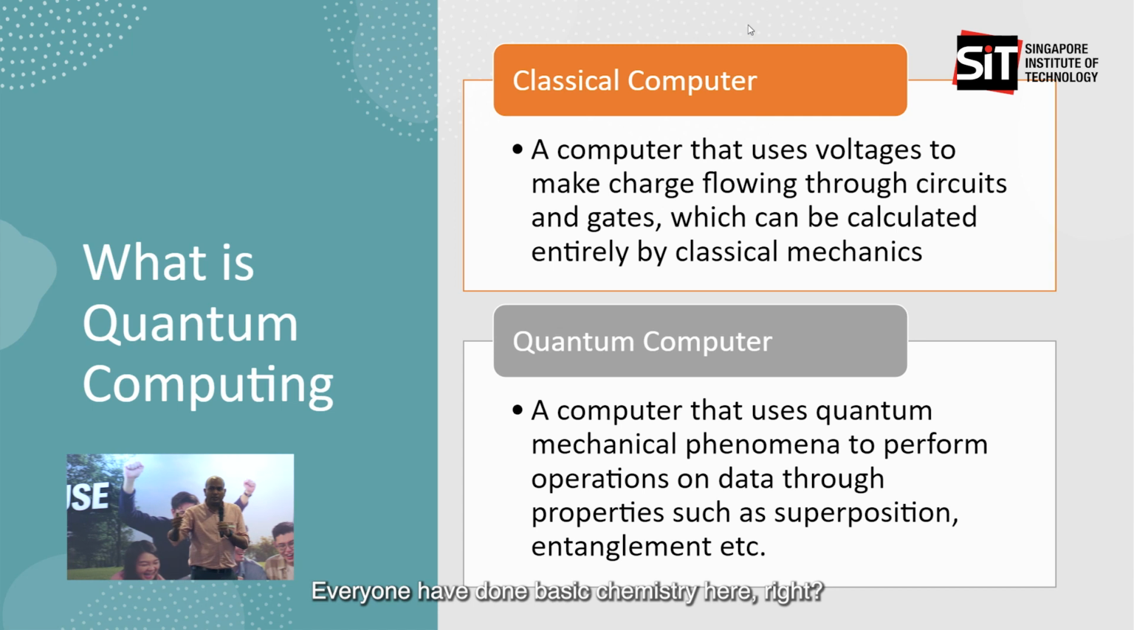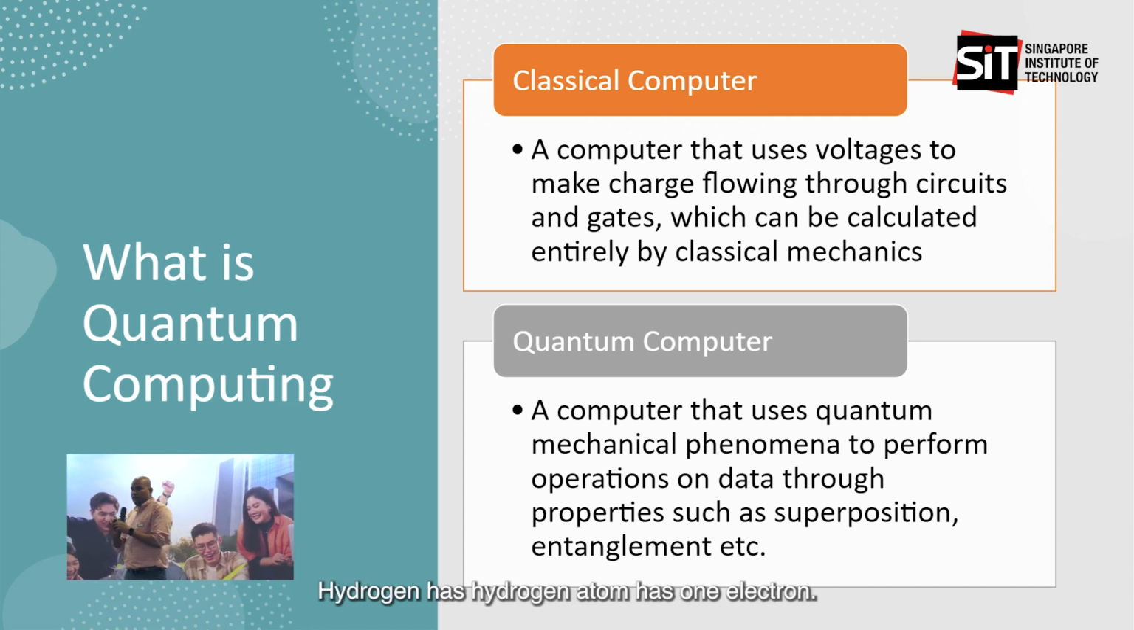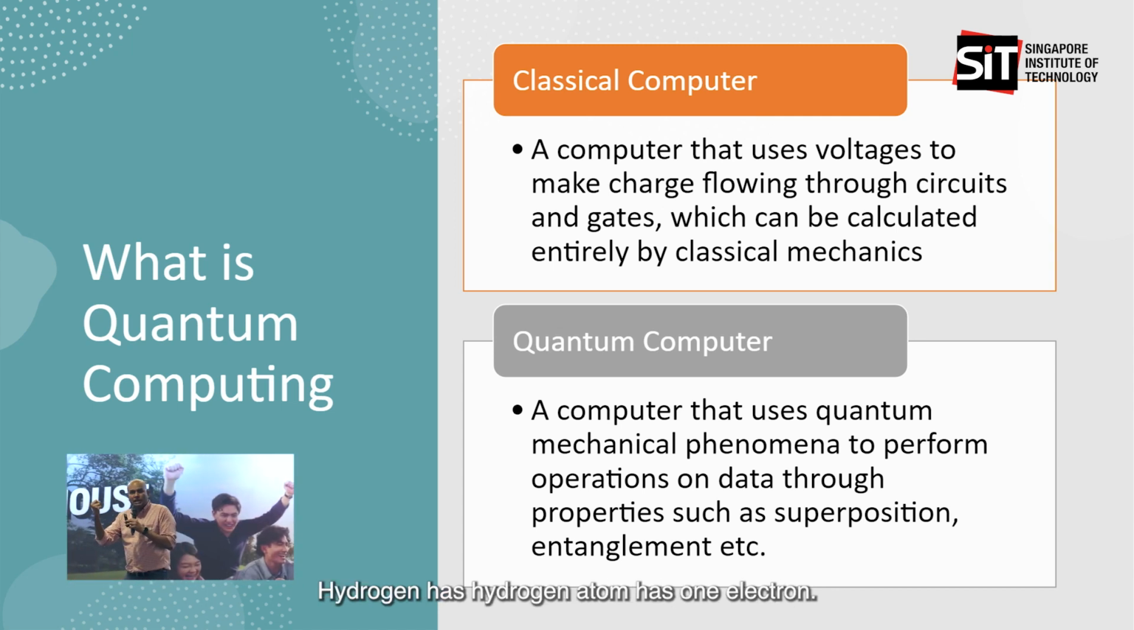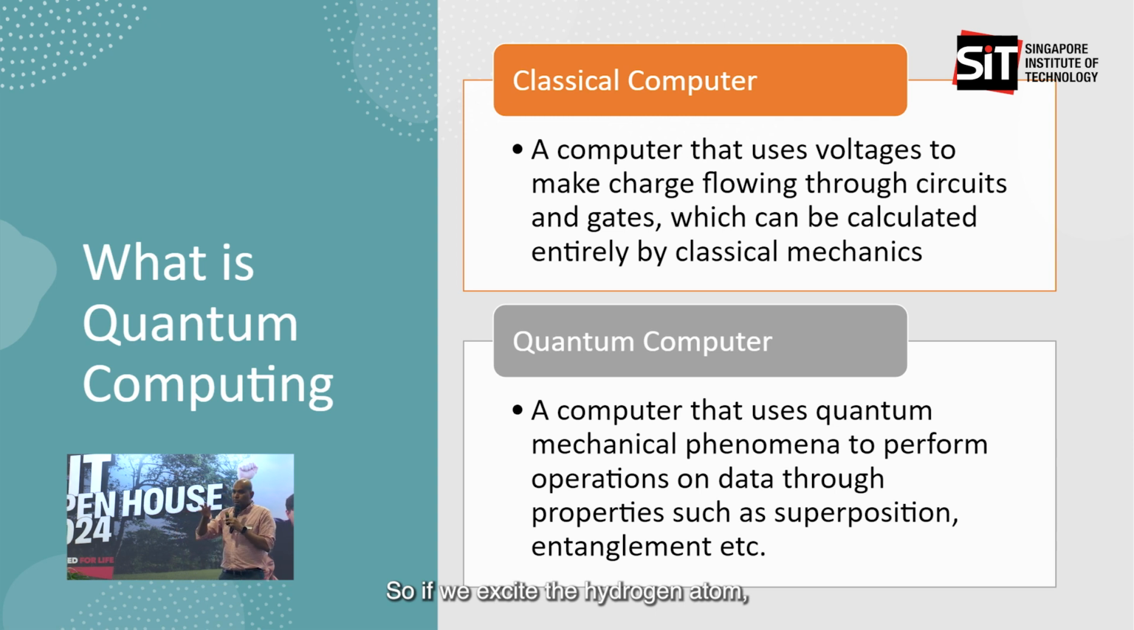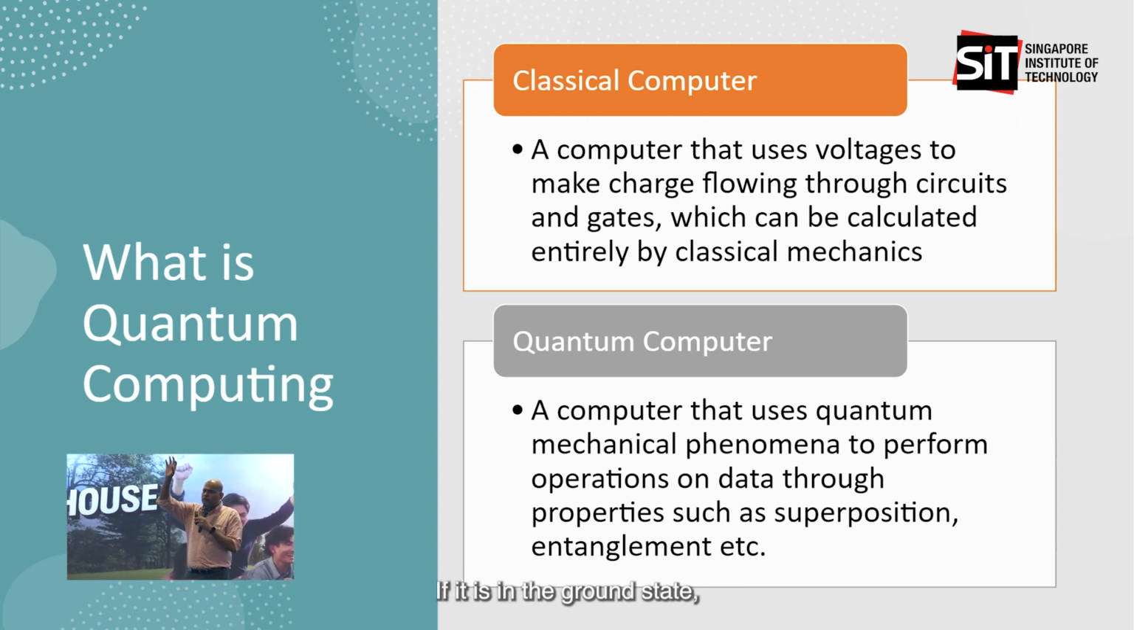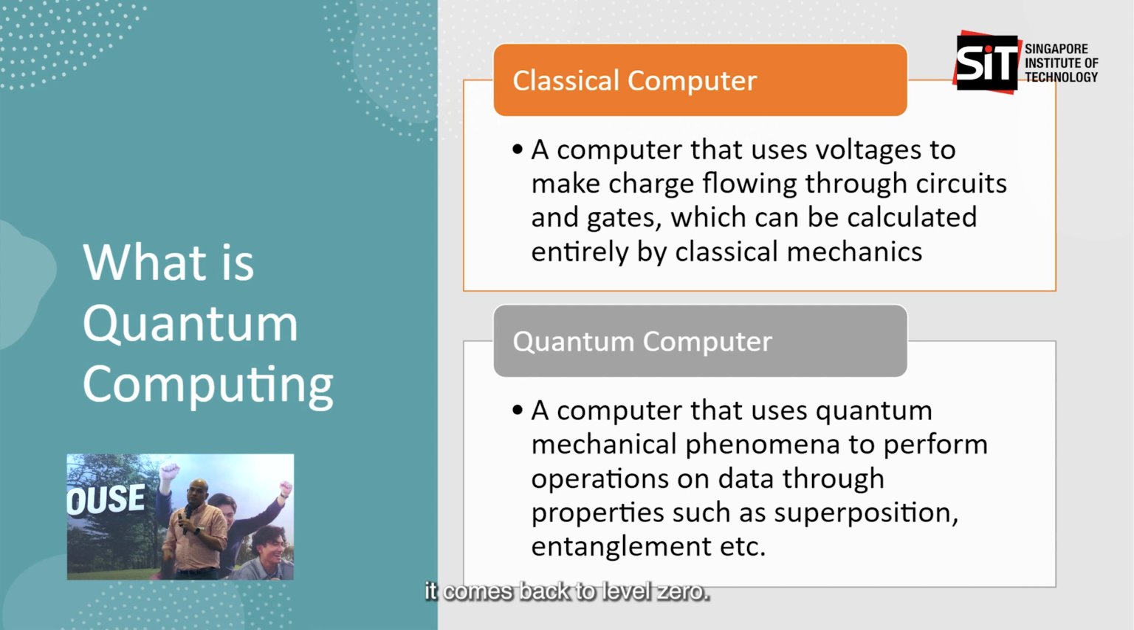Everyone has done basic chemistry here, right? A hydrogen atom has one electron, so there is only one orbit outside the nucleus. The first orbit is called the level 0 orbit. If you heat the hydrogen atom, exciting it, the electron jumps to the next orbit. Correct? That is orbit level 1. If it is in the ground state, it comes back to level 0.